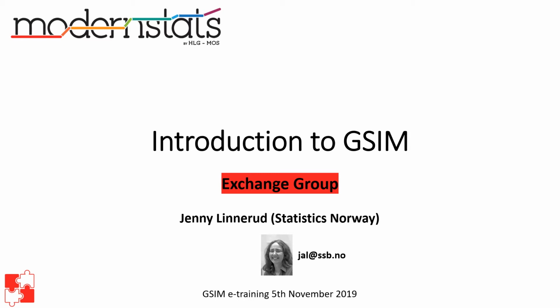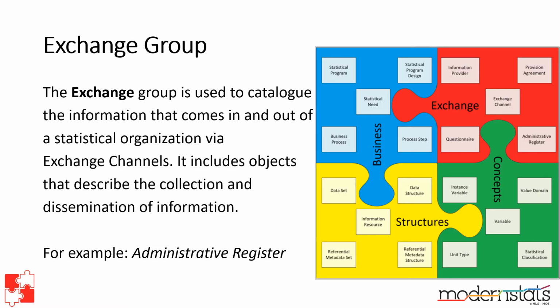This is the final group of the day, the exchange group. So the exchange group is used to catalog the information that comes in and out of a statistical organization via exchange channels. It includes objects that describe the collection and dissemination of information. One example in this group is the administrative register.